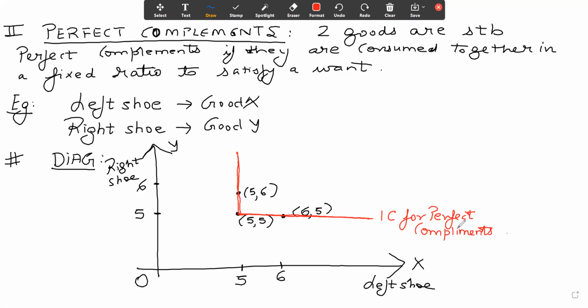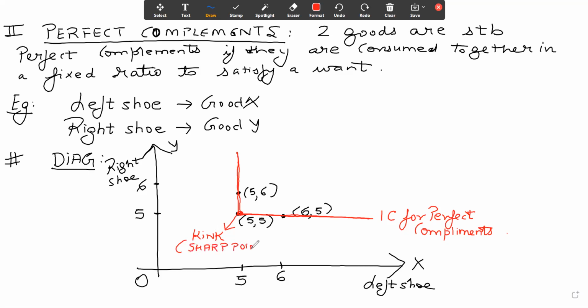This is our indifference curve for perfect complements. You can clearly see that these indifference curves are at right angles. In this particular case, this is called the kink. All of us know in mathematics what a kink is. A kink is a sharp or a rough point. It's a sharp point.